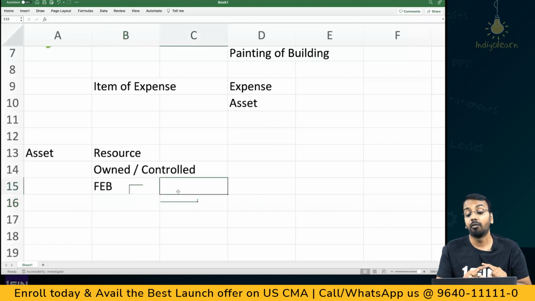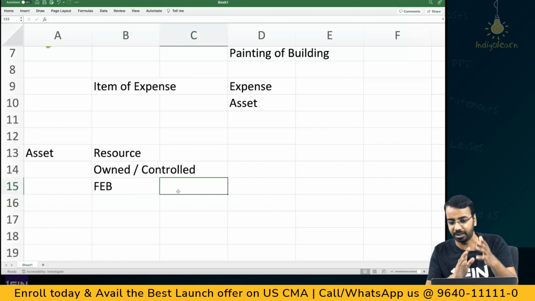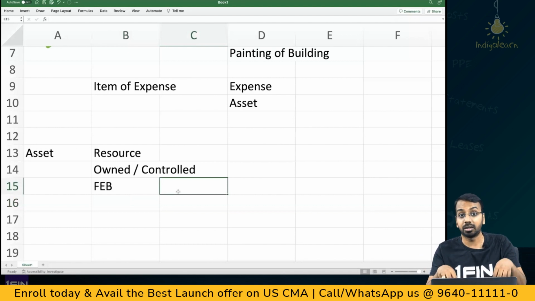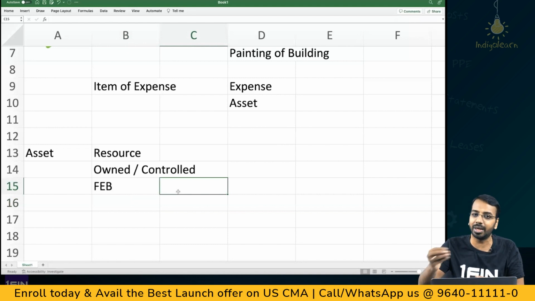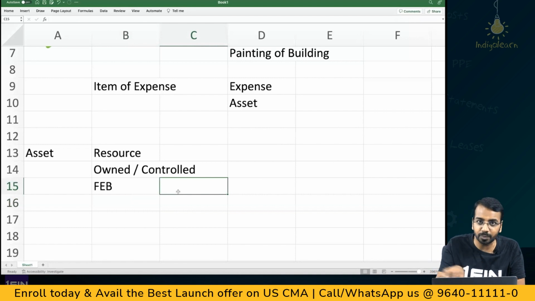Now, for some items like the air conditioning system in this particular studio where I'm taking the class from, or the computer, let's say I have an accountant, and that accountant is using a computer. That accountant using a computer is not giving me any revenue, but I need that accountant to use the computer so that the business runs smoothly. So future economic benefits can be direct, can be indirect. If it meets this condition, we say it is an item of asset.